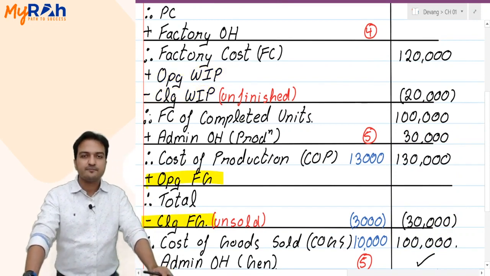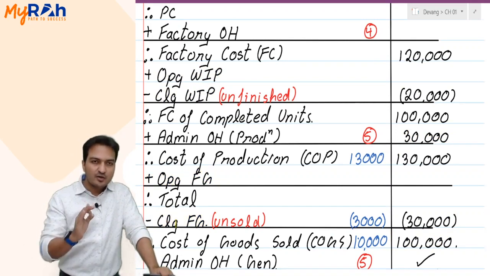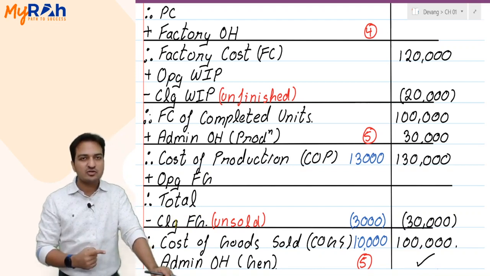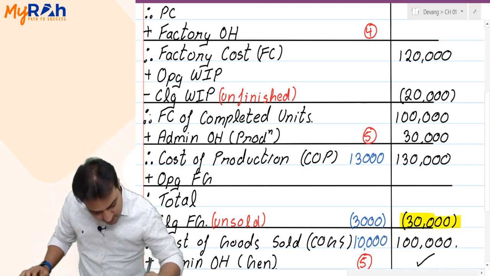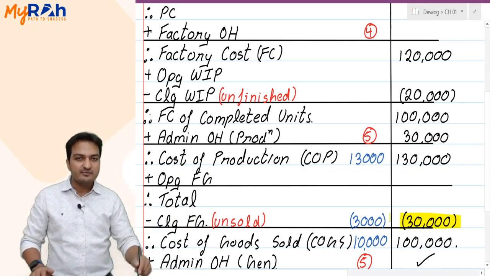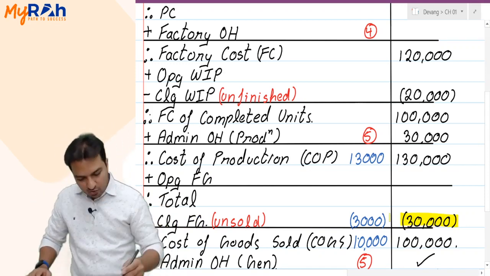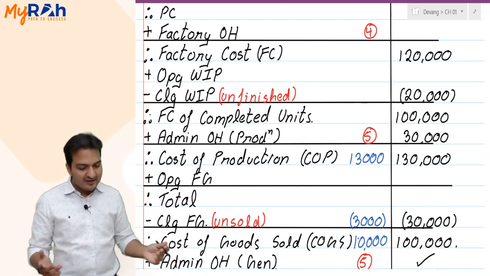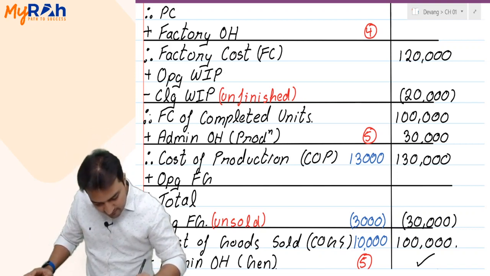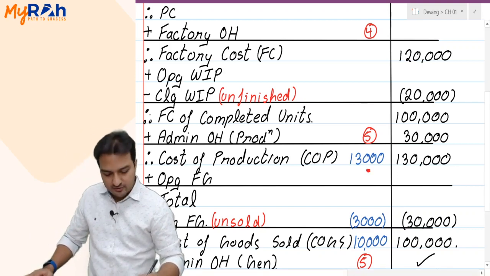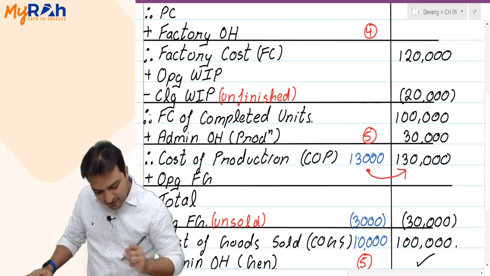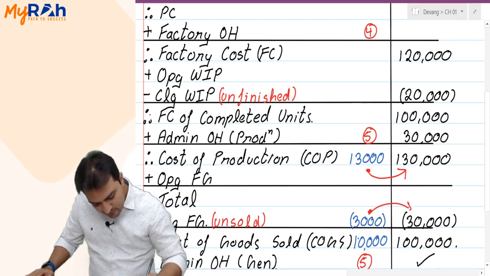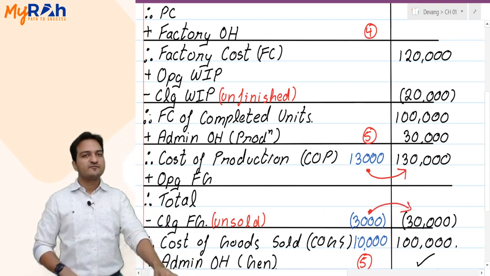Yes, but let me tell you, the most important calculation in this cost sheet format will be this 30,000 that I calculated here. Tell me, as of now in this example, how did I calculate this 30,000? Well, right now it was very simple. All I did was cross multiply. I just compared that 13,000 production units have total cost of 1,30,000. Therefore, 3,000 unsold units should have cost of how much? Should have cost of 30,000.